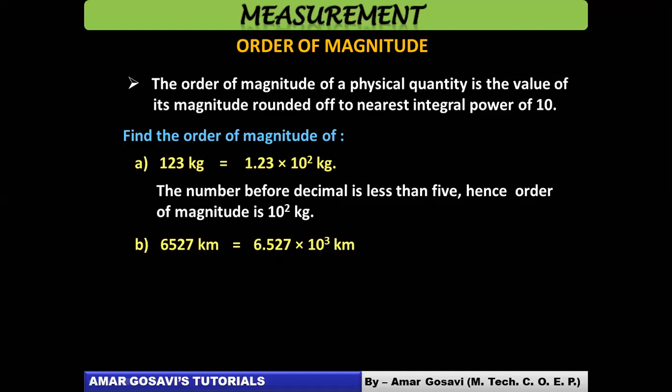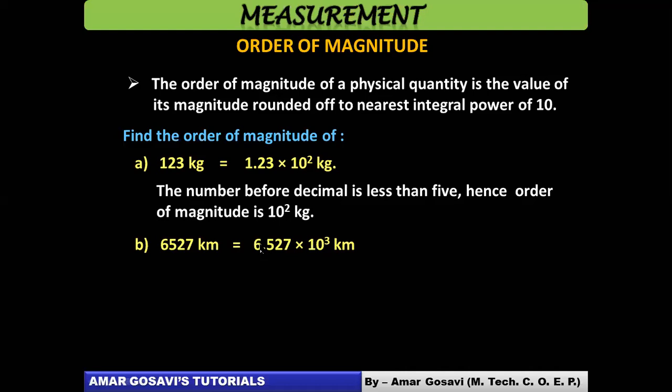Now if you remember, the number before the decimal point is 6, unlike 1 over here, it is 6. 6 means greater than 5. Now if it is greater than 5, then what you are supposed to do? Had it been less than 5, directly 10 raised to 3 would have been the order. But here in this case, it is not less than 5.